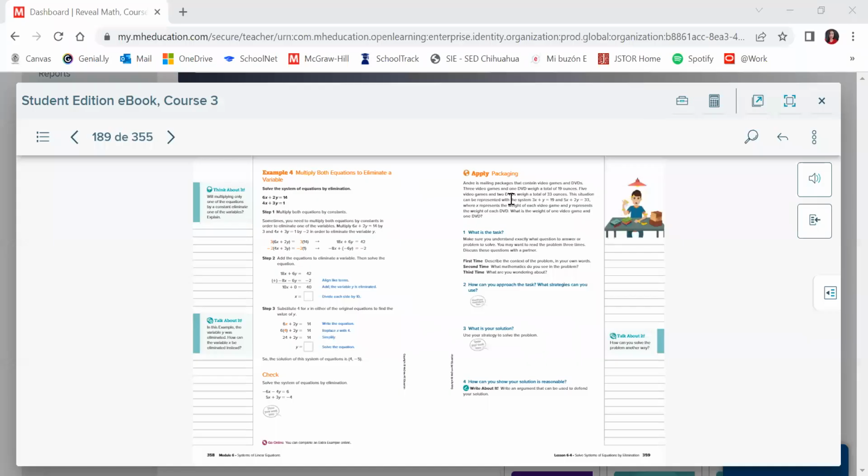Okay, and this is it for today. Tomorrow we'll finish. If you didn't finish, we'll finish. And we're going to do the application on pages 359 and 360 to be able to finish.